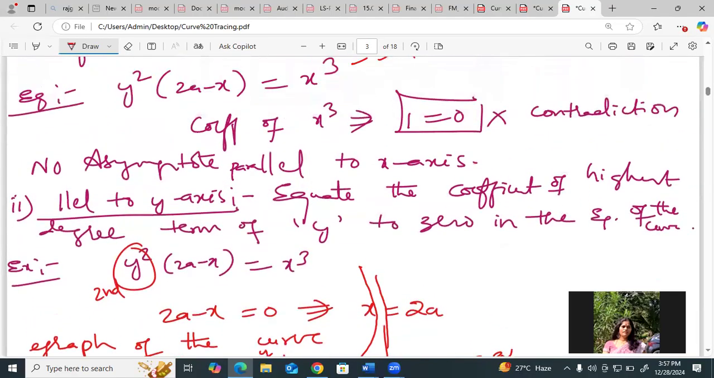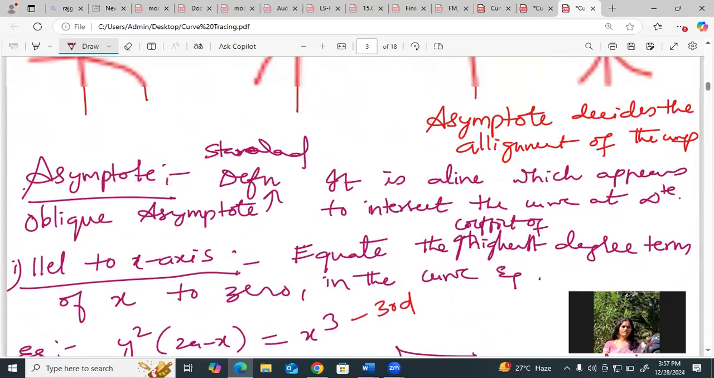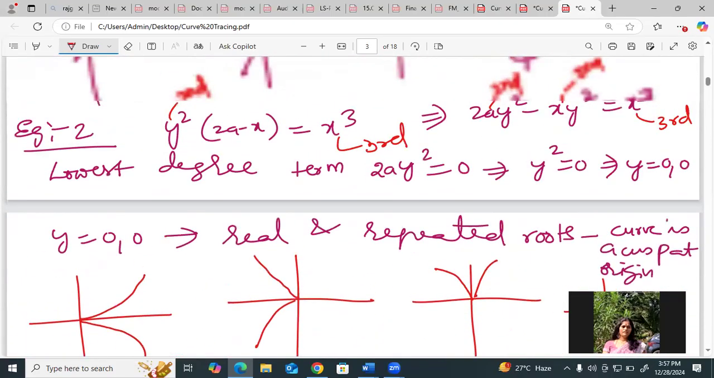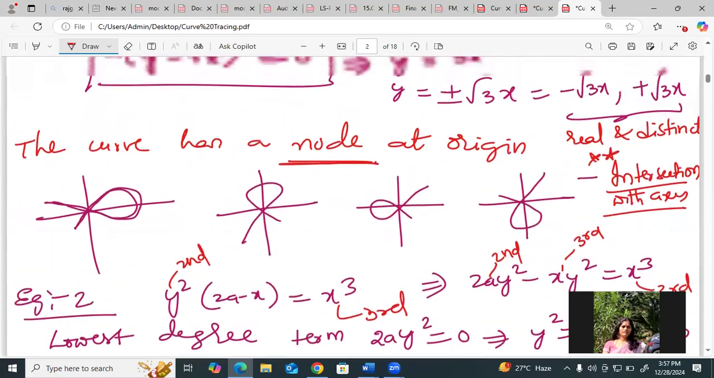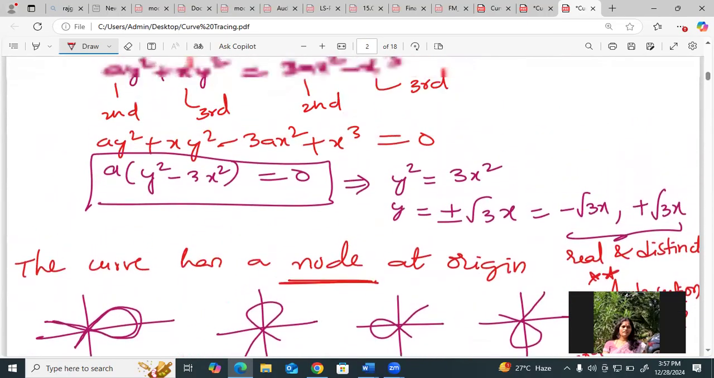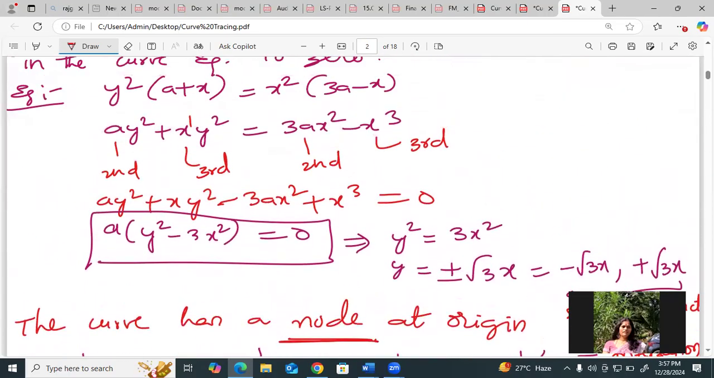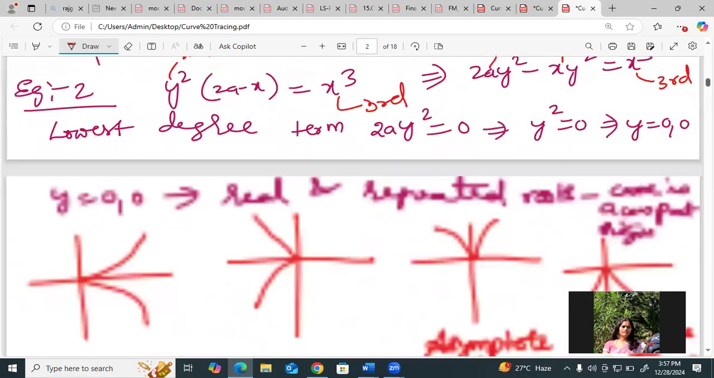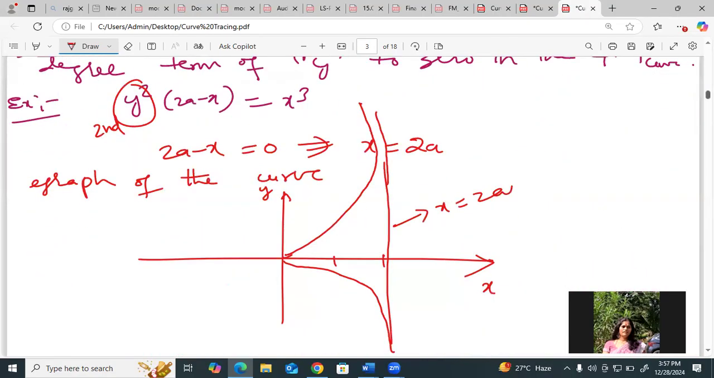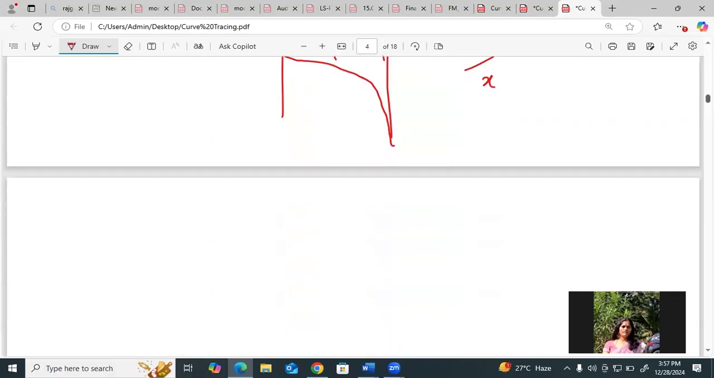Now coming to the node, I will consider the very same example where I said there is a node. What was that example? It is y square into a plus x is equal to x square into 3a minus x. That's my curve equation. I will show how to find the node. For the node, I highlighted the important point that you should know the intersection, right? Now, there's one more criterion. Let me finish it off.